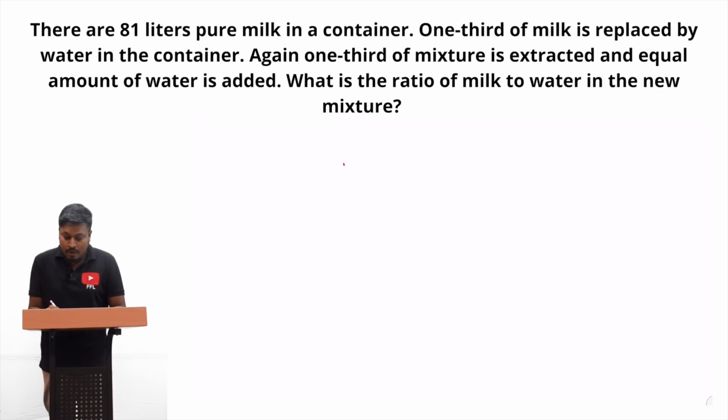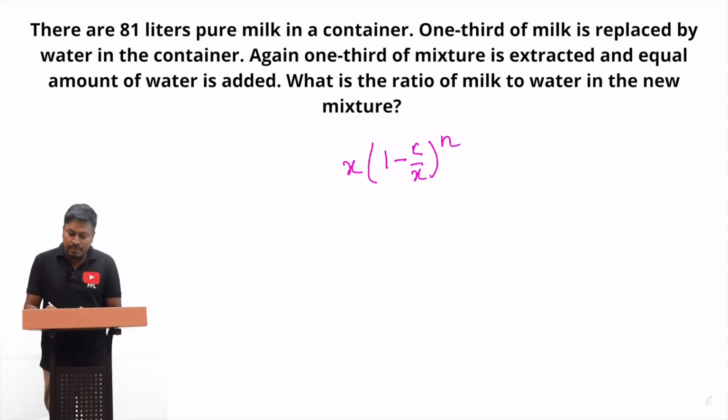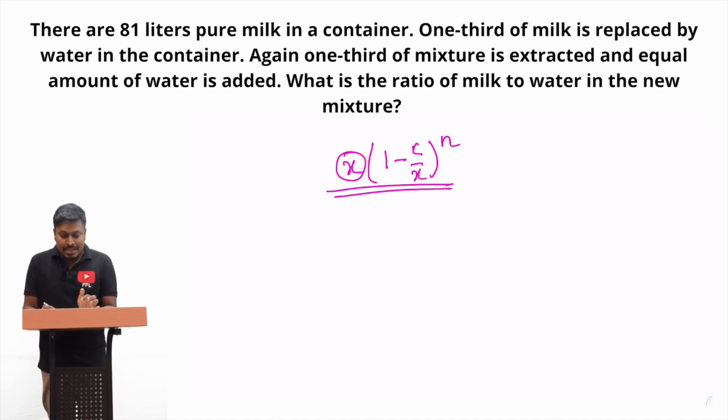There is a formula, x into (1 minus c by x) power n. The formula may vary, x or a, b etc., but this is one of the most important formulas you need to remember for these concepts. So x will be how many liters? Initially there are 81 liters in the container, so we can say x will be 81.